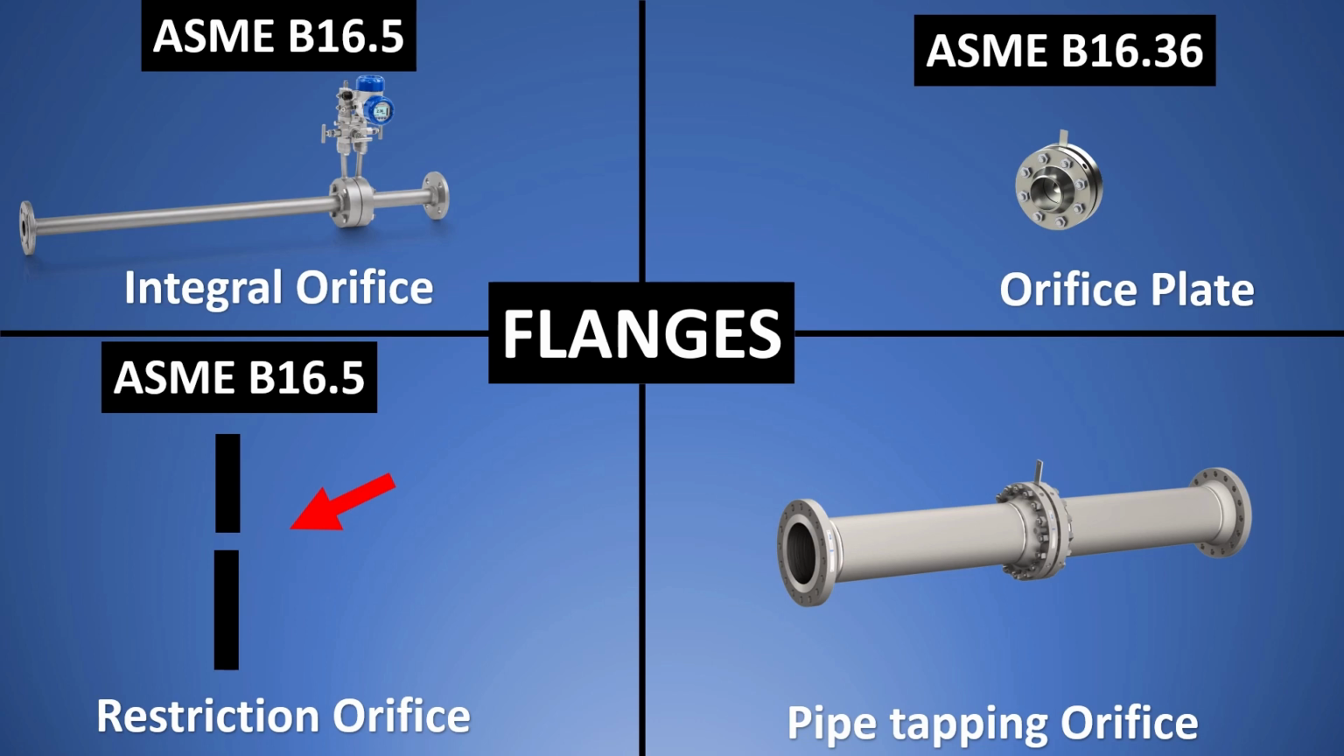Similarly, for pipe tappings, where the tappings will be taken from the pipe for very high line size orifice, you don't need any special standard for flanges. So you can go for ASME B16.5.